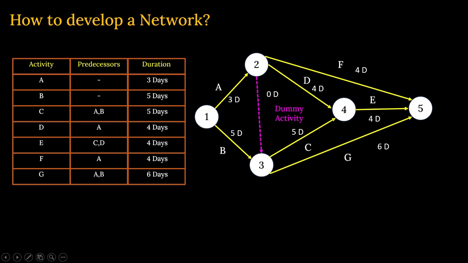Dummy activity always should be given with a dotted arrow. So that is also mentioned out here. Clear? And it has got no time consumed, no material consumed. So that's why 0 days is the duration. Am I clear? And dummy activity is given to follow the guidelines of the project. Clear? Fine.